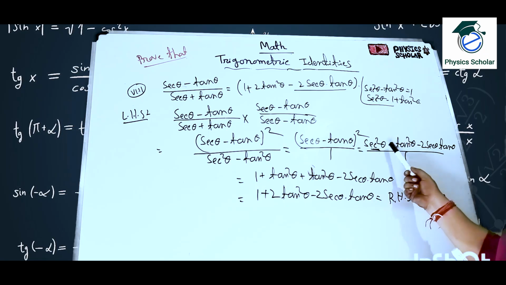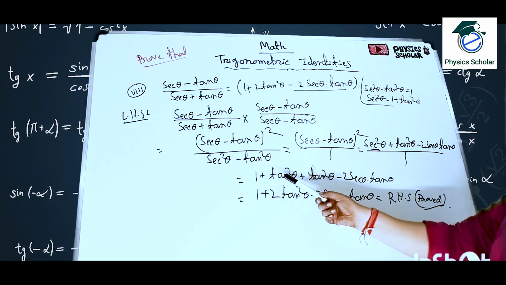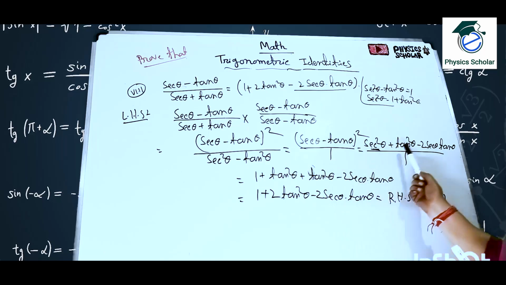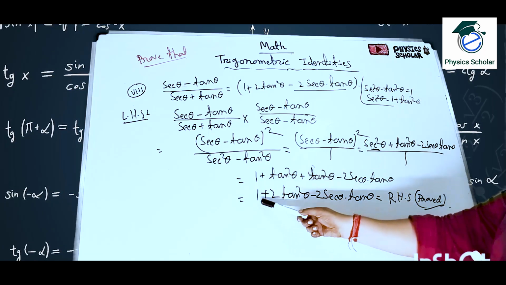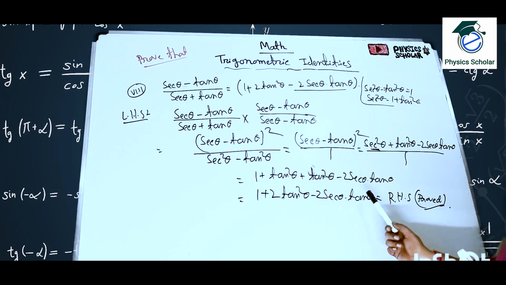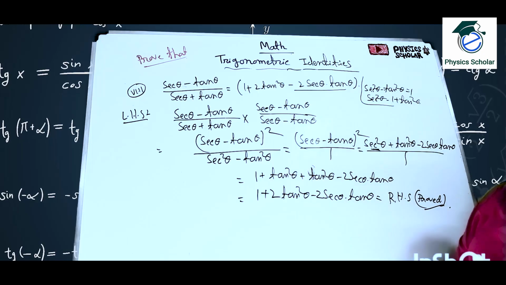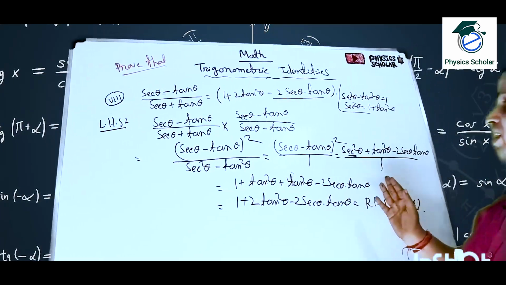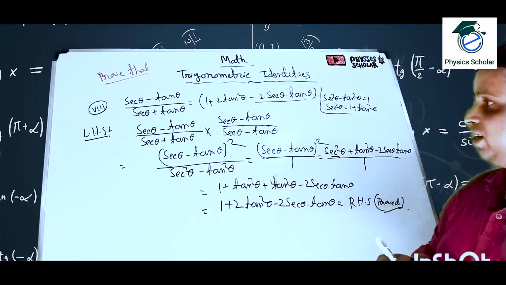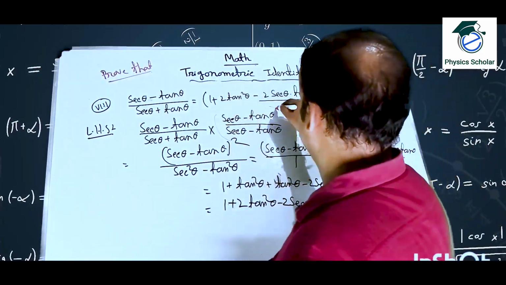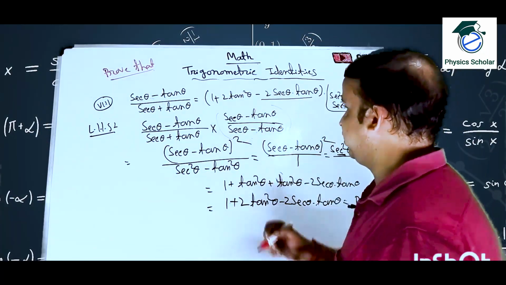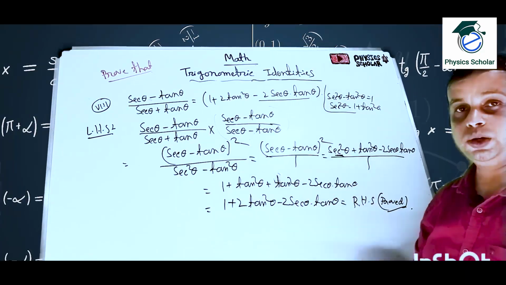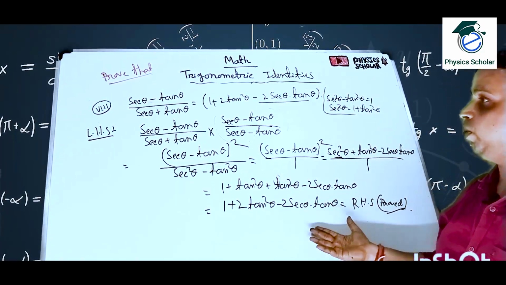Okay. So now sec square theta is equal to what we can write? 1 plus tan square theta, plus tan square theta is there, minus 2 sec theta tan theta. Clear? So 1 plus 2 tan square theta minus 2 sec theta tan theta, which is equal to the right hand side. It is given over here. Okay. So hope you have understood this. Only the trick is here. Clear? If you can remember this line, then you can easily do this sum. Okay. So hope you have understood this.